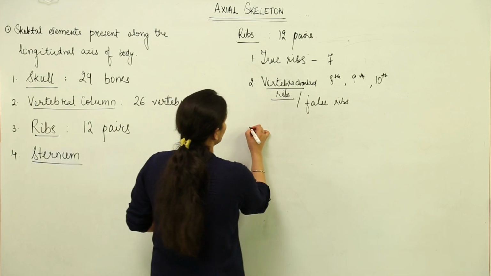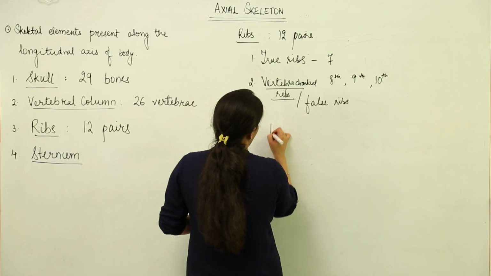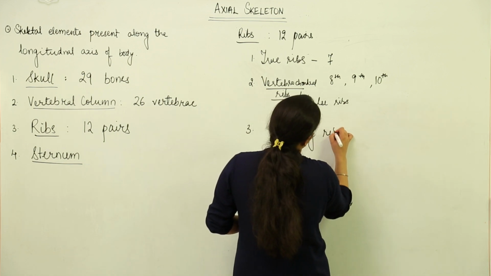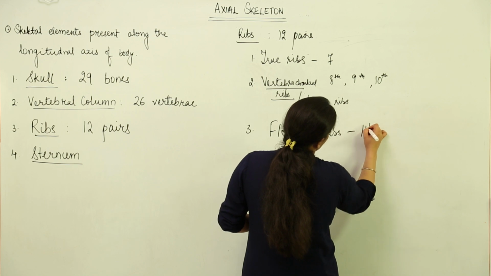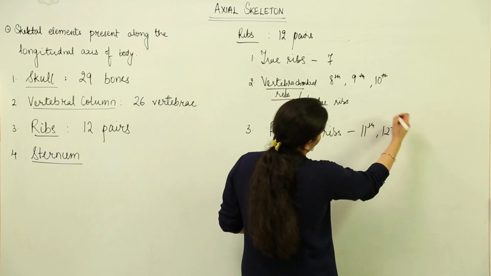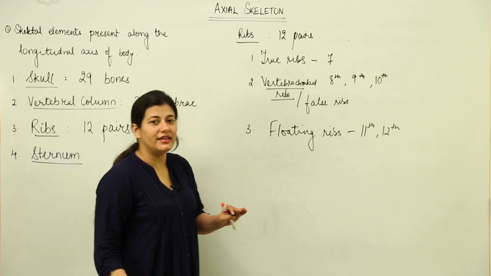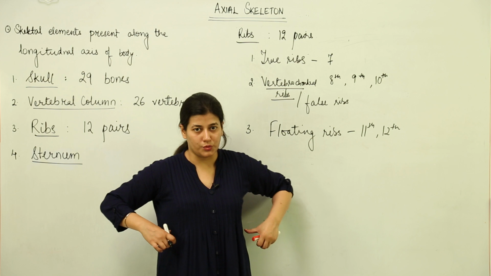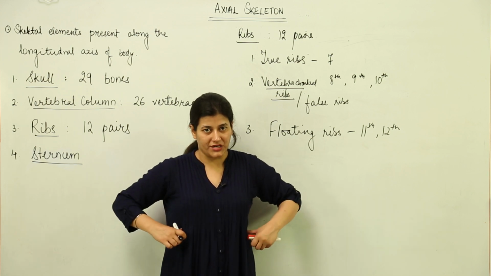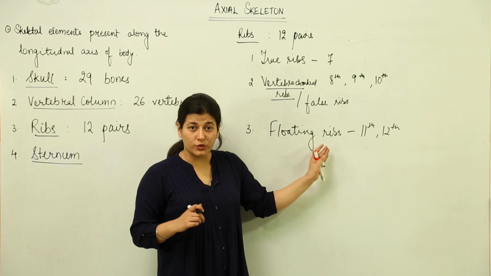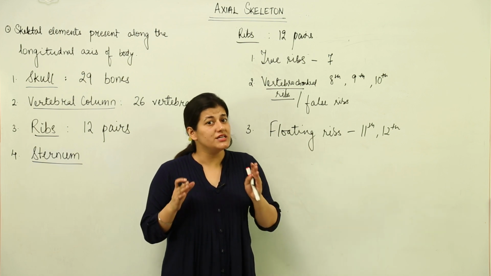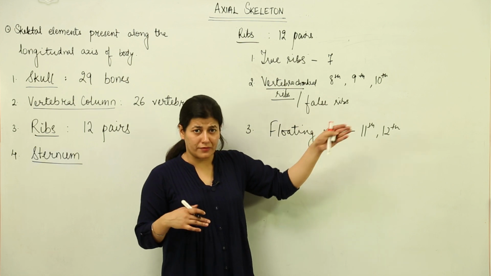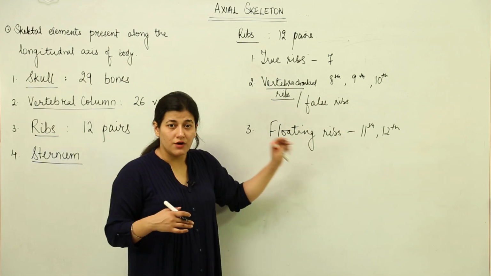The last 2, that is the 11th and the 12th pair of ribs, are the floating ribs. They originate from the 11th and 12th thoracic vertebrae, and they do not join anywhere. That means they are present as they are, which you feel if you touch over here, you do feel the bone that is quite hard. Those are the floating ribs which are present anteriorly. They do not come and fuse with these false ribs or the sternum, hence they are known as floating ribs.